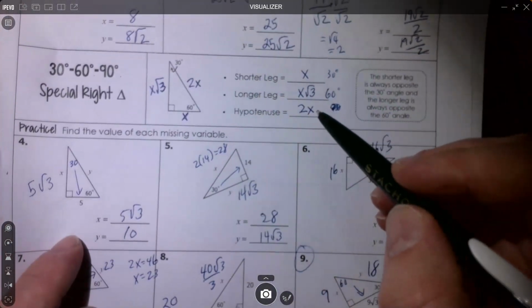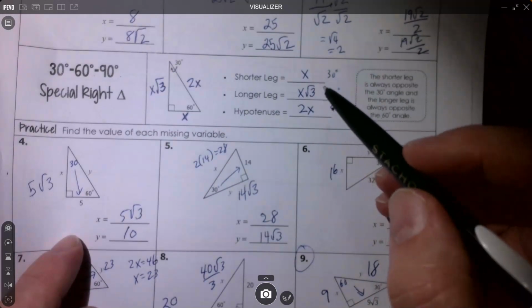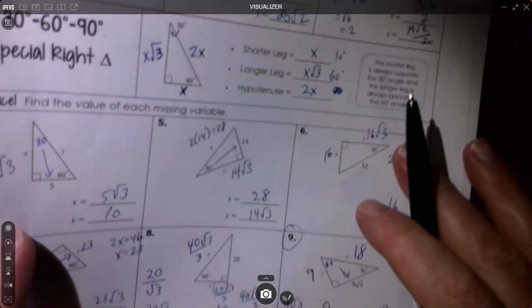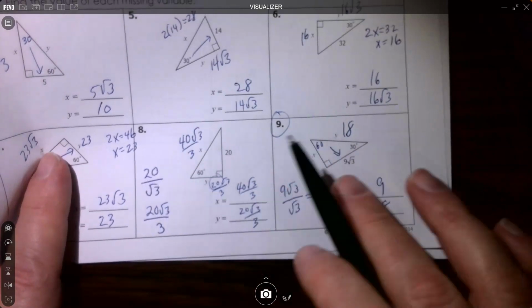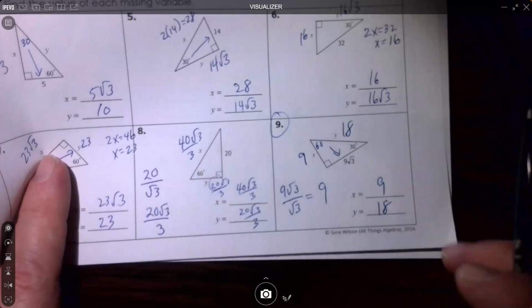When you're given the hypotenuse, you can divide by 2 to get the short side. That's easy. When you're given the longer side and you want to get back to the shorter side, you have to divide by the square root of 3, and that's where this one and this one, we're doing that. This one's easier, this one's the harder. That's why I did that one last.